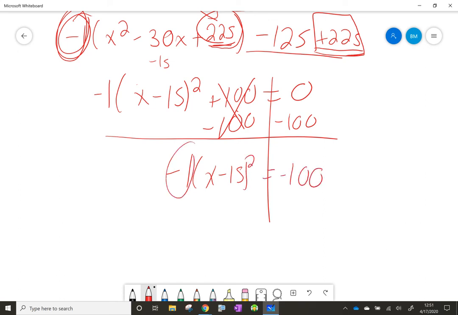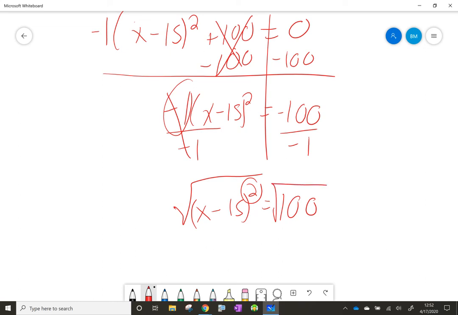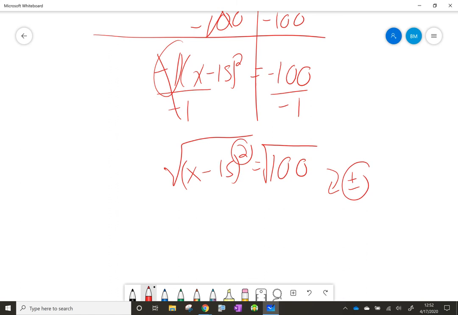We're going to get rid of the negative 1 since it's being multiplied to (x minus 15) squared. We're going to divide by negative 1 to cancel it out. So that's going to leave us with just (x minus 15) squared equal to a positive 100. So now we have to do the opposite of a square. The opposite of squaring something is square rooting something. Now remember, after you square root, guess what happens? Positive, negative. That's a very important thing to remember. So I'm going to cancel out the square, which means I'll just have x minus 15 now. And the square root of 100 is 10. But remember, it's positive and negative. We're going to have a positive 10 and a negative 10 here.